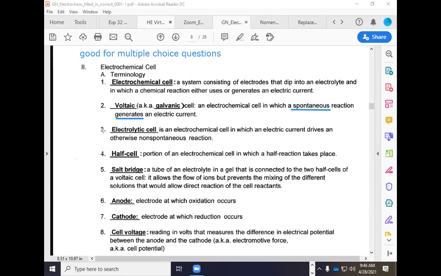So this is a different term, the electrolytic cell. So you're using an electric current to drive an otherwise non-spontaneous reaction. So this is completely different.